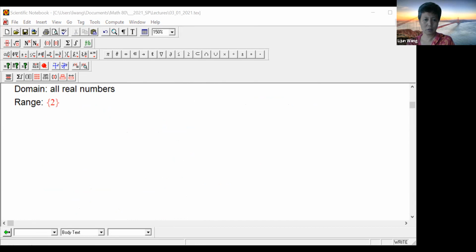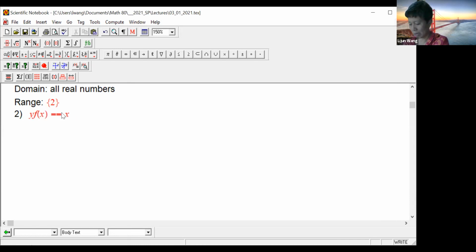Do you guys follow me? The second function is f of x equals x. Well, if you call it y, you probably have learned this before, right? In your previous experience, you probably have seen this before. Have you seen this before in elementary algebra? I bet you did, right?